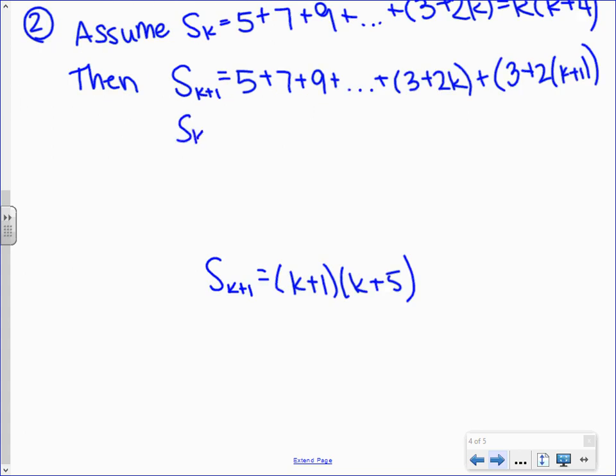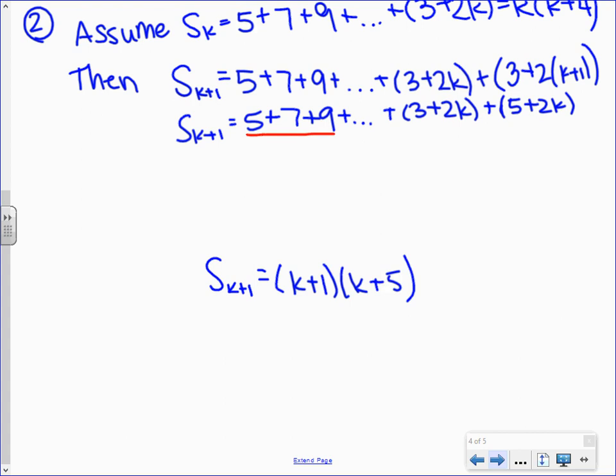All right, so let's rewrite this. We have 5 plus 7 plus 9 plus 3 plus 2k plus 3, no, 5 plus 2k, correct? Do you agree? All right, help me out. What is 5 plus 7 plus 9 plus all the way to 3 plus 2k? K times k plus 4. Guess what, guys? That's going to happen every time. Every time.